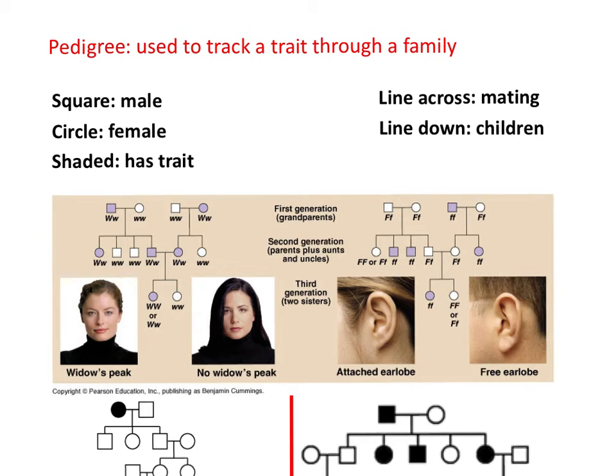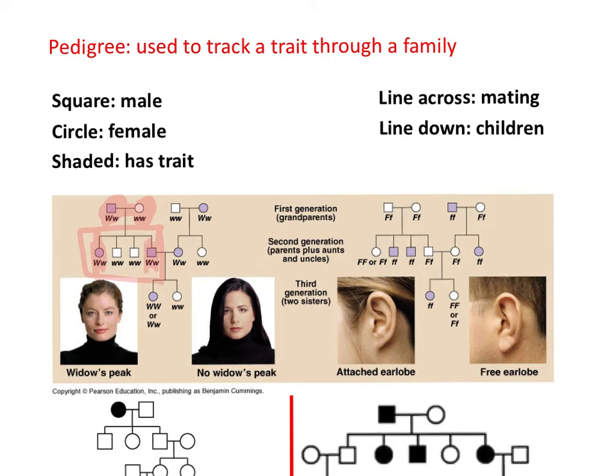So I can start to identify relationships between the people. Here I have a male, here I have a female. That male and female mated, which is my horizontal line connecting them, and they had 4 children. Of those 4 children, I can see that 3 of them are male and 1 of them is female. The shaded individuals have the trait, so dad had the trait, daughter has the trait, and this particular son also has the trait.